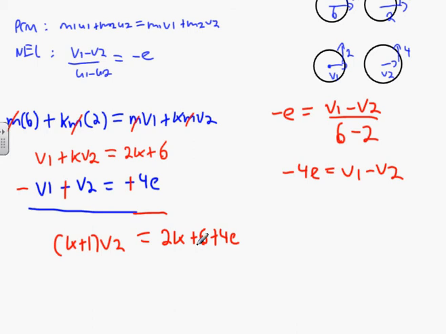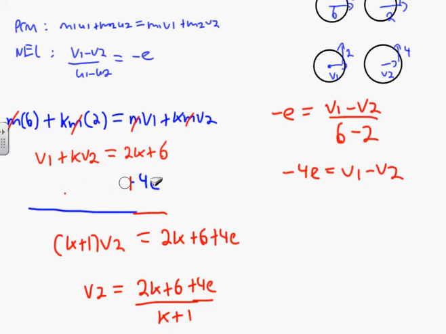And then what's going to happen here is v2 equals (2k + 6 + 4e) all over (k + 1). It looks really hard, but it's actually not. Just find v1 and v2, and then we'll really be able to make sense of it in a second. Okay, I'm just going to alter this back the way it was. So this one's back to being, what did I say it was initially? v1 minus v2 equals minus 4e.